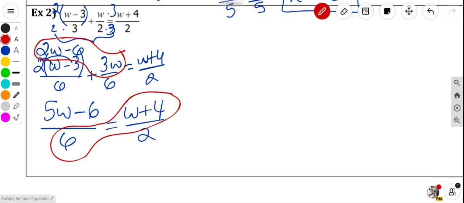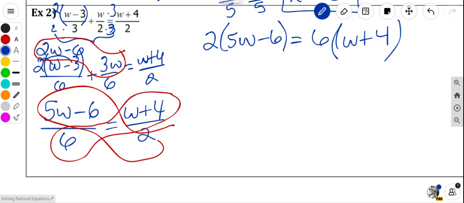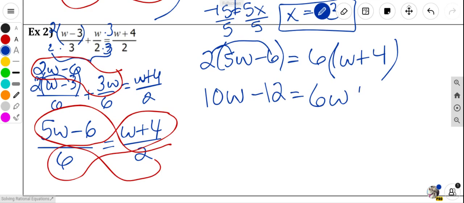So now I'm going to do 6 times w plus 4 and 2 times 5w minus 6. We'll do this over here. So 2 and then 5w minus 6 equals 6 and then w plus 4. Okay, so now we're going to distribute. So this becomes 10w minus 12 equals 6w plus 24.